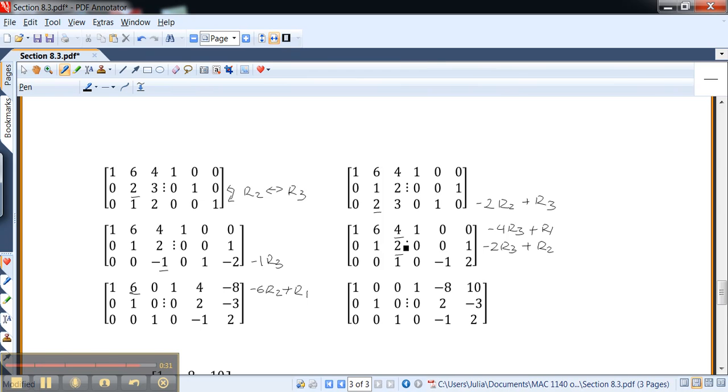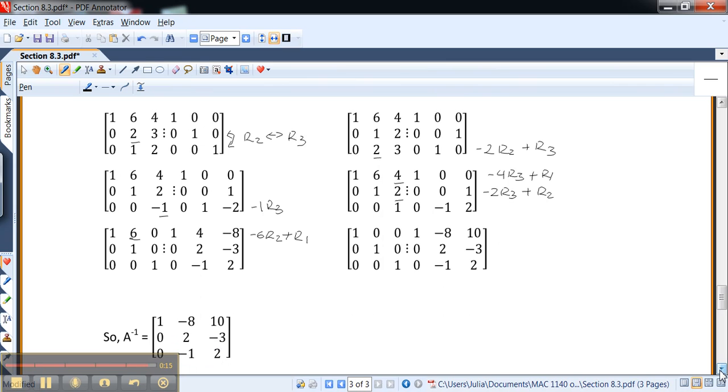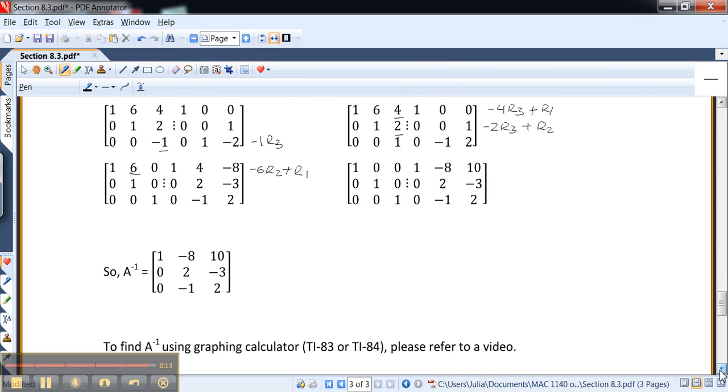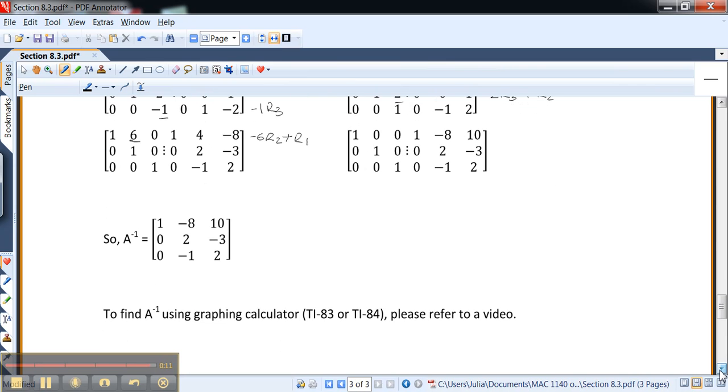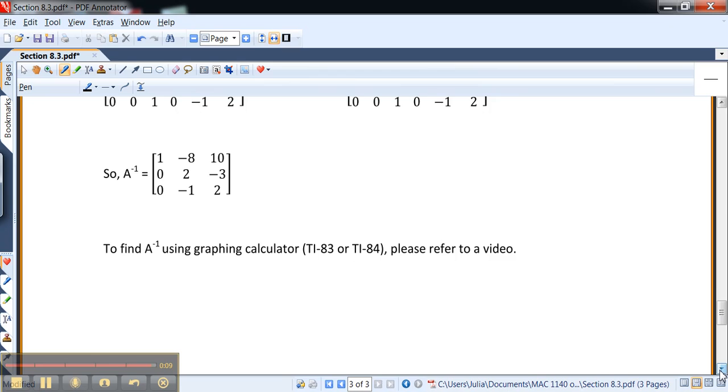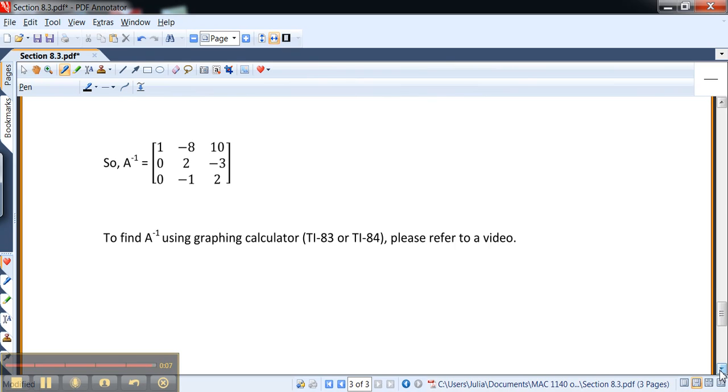Using row 3, we can make this one 0 and this one 0 with the appropriate row operations. And finally, we use row 2 with this 1 to make this 6 into a 0. So luckily, we don't encounter fractions here. Otherwise, this method could be quite time-consuming. So here is the inverse matrix. There is a way to do it on your calculator, so look for either another video on the inverse matrix method or the next section.